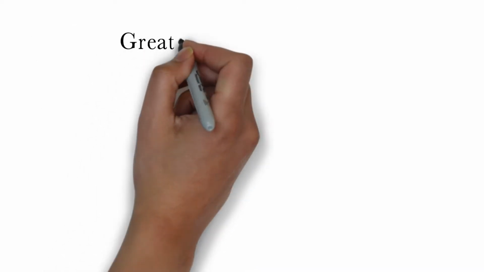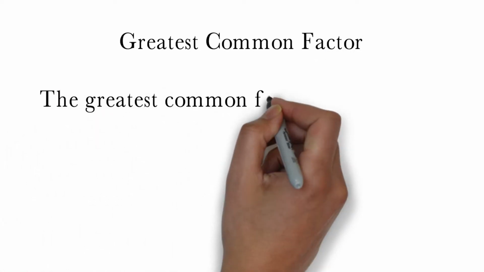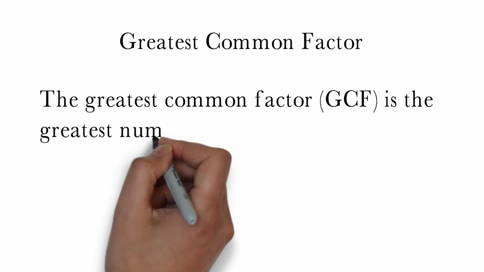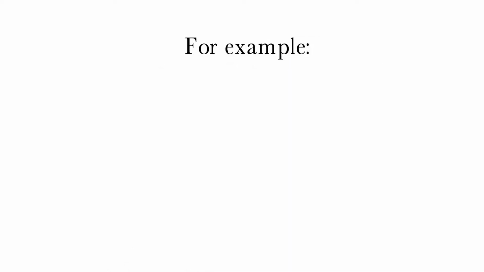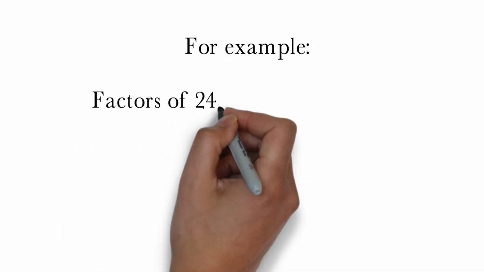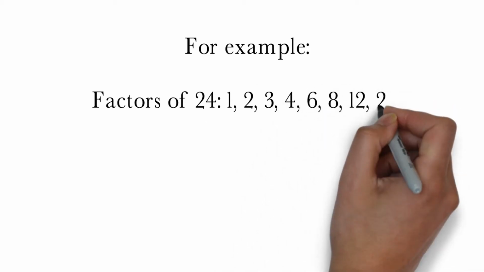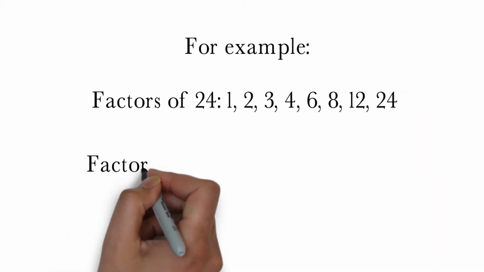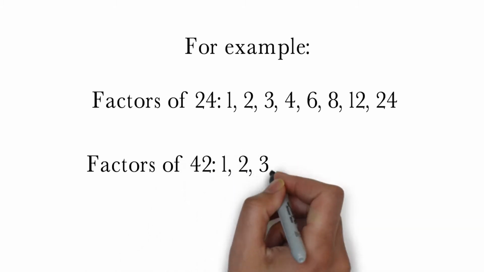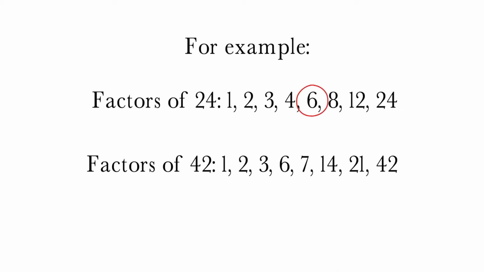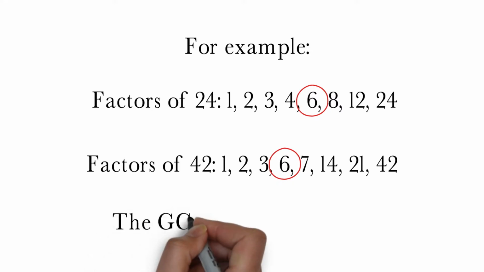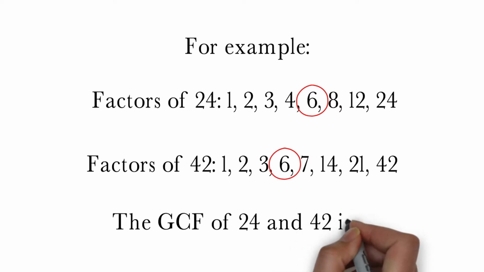Next, we'll discuss the greatest common factor, which is an important concept in factoring. The greatest common factor, or GCF for short, is the greatest number that is a factor of 2 or more other numbers. For example, the factors of 24 are 1, 2, 3, 4, 6, 8, 12, and 24. The factors of 42 are 1, 2, 3, 6, 7, 14, 21, and 42. The largest factor that is common to both 24 and 42 is 6. Therefore, the greatest common factor of 24 and 42 is 6.